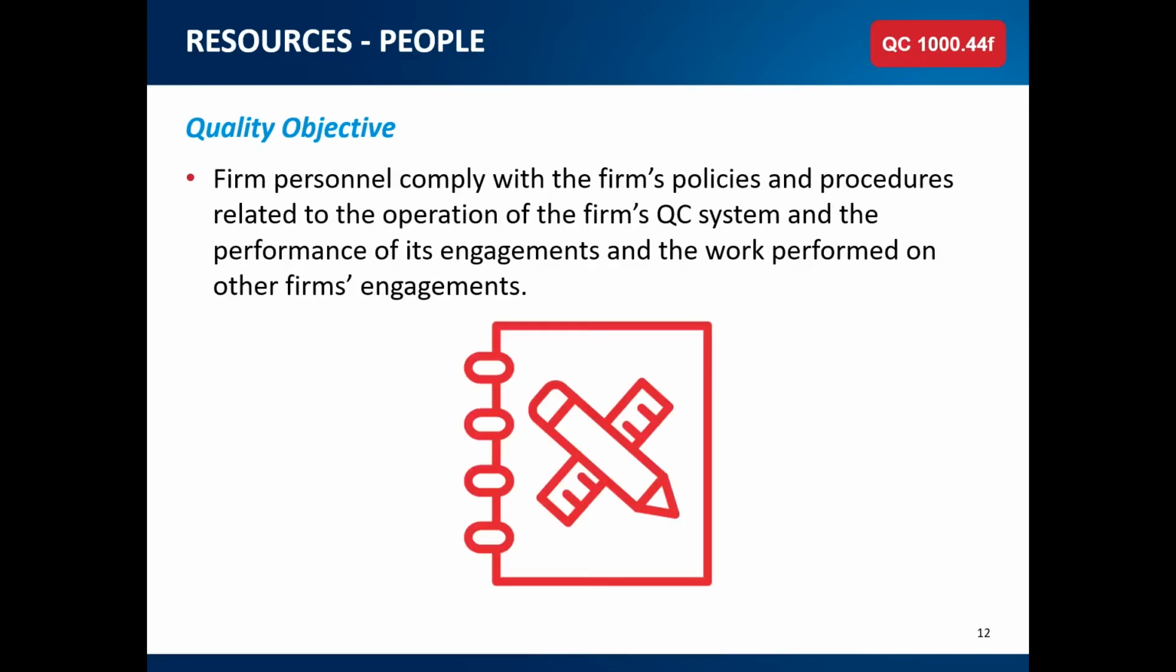Another quality objective in the resources component is for firm personnel to comply with the firm's policies and procedures. The firm's QC-related policies and procedures are essential to the proper functioning of an effective QC system. By definition, those policies and procedures are the quality responses the firm has designed and implemented to address quality risks. Firm personnel need to understand those policies and procedures and operate in compliance with them in order for the QC system to operate as designed and achieve its objectives.